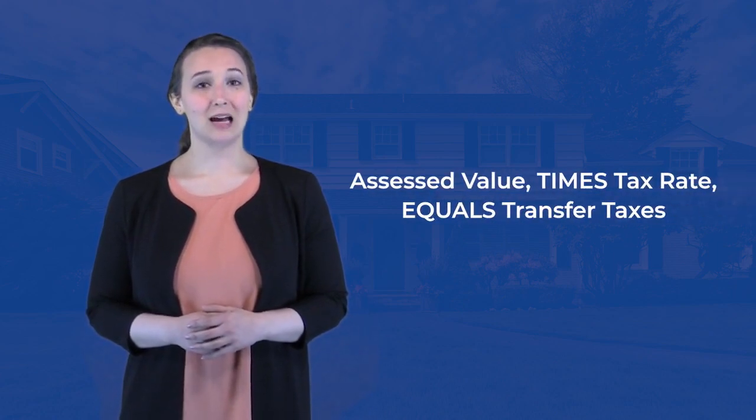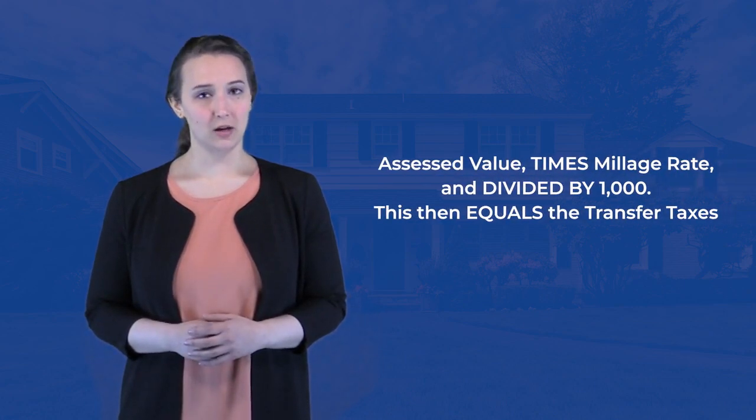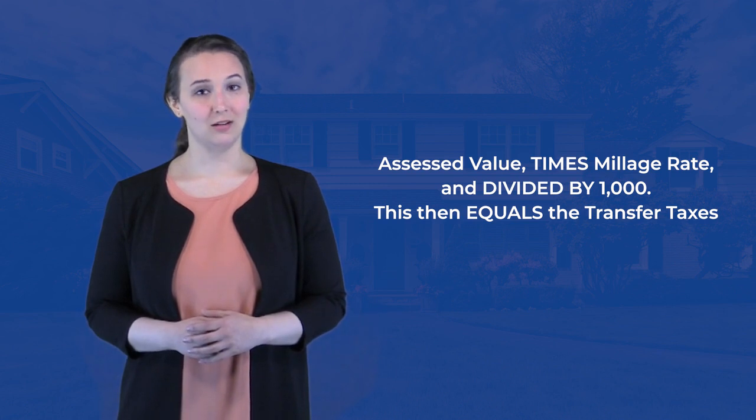Determining transfer taxes uses the same formula that's used to determine property taxes: assessed value times tax rate equals transfer taxes. And if the tax rate uses millage, then we use assessed value times millage rate and divided by 1,000. This then equals the transfer taxes.